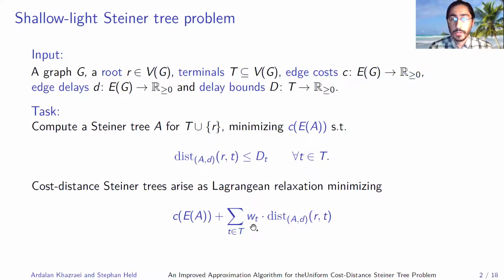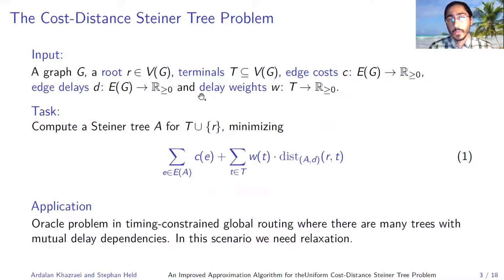These appear with multiplicative coefficients called the Lagrange multipliers, which we refer to as the delay weights, which are taken as input for the cost-distance Steiner tree problem for the terminals instead of the delay bounds. The reason this problem is important for us is that it is used in an oracle in timing constrained global routing, where we have many trees with mutual delay dependencies, such that the problem is complex and we rely on relaxation in order for it to become solvable.